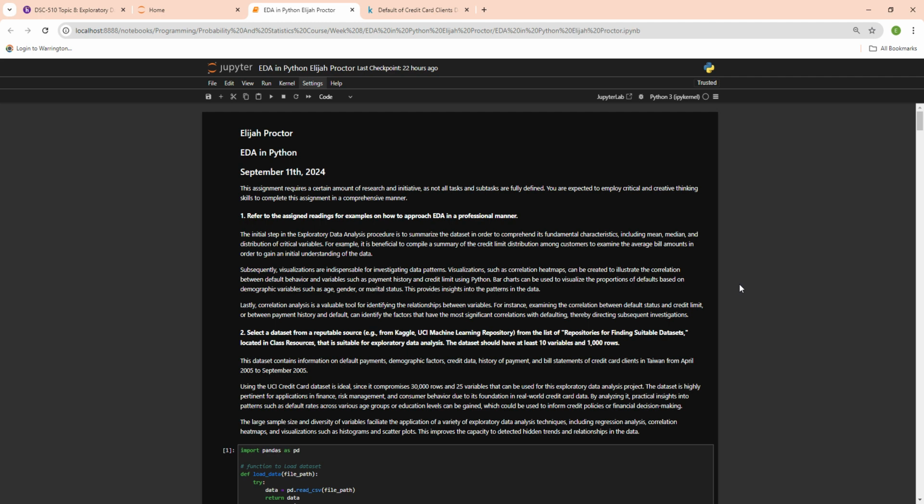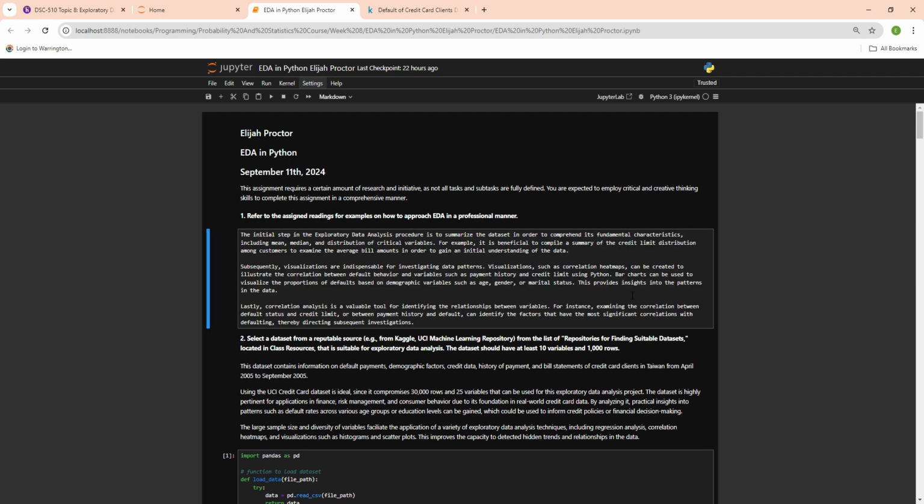And so first we're going to talk about, based on our assigned reading, how to approach EDA in a professional manner. So the first step is to summarize the data set so that we can understand key characteristics such as the mean, the median, and distribution of important variables. An example of that is summarizing the distribution of credit limits among customers. This can be helpful in providing an initial insight into their average bill amounts.